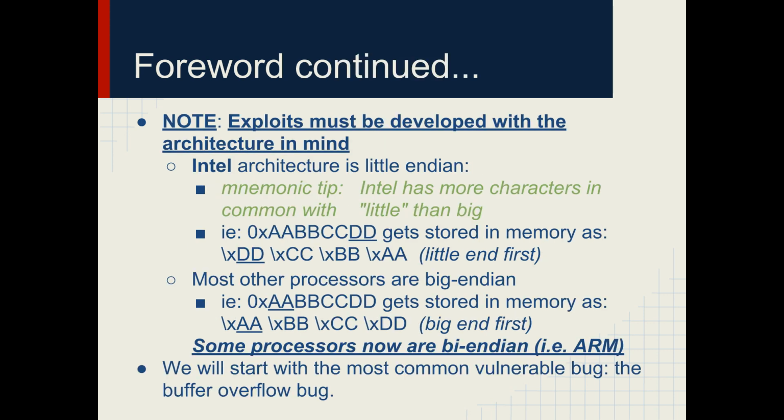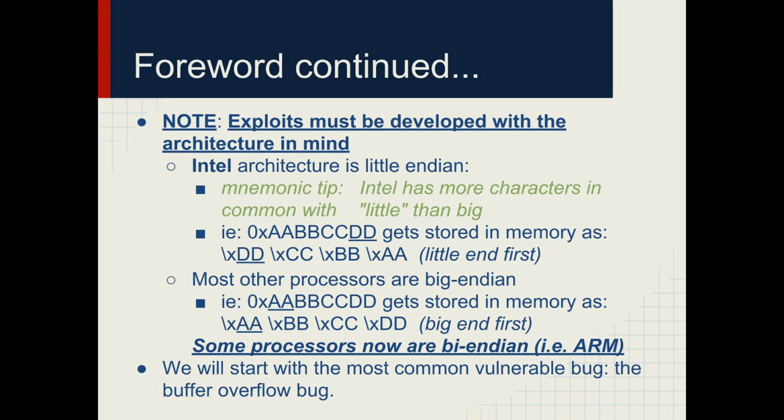And secondly, what I talked about in the previous part of this lecture for today is that exploits have to be first and foremost developed with the target architecture in mind. Intel is Little Endian. The mnemonic tip I always give is that Intel has more characters in common with Little than Big Endian, so Intel, Little Endian, and it's just the easy way to remember it. So, as I talked about already, if you have AABBCCDD and you want to store it in memory, it's going to be stored DDCCBBAA because the Little Endian goes first and the rest follows accordingly. It is actually quite common for processors to be Big Endian.